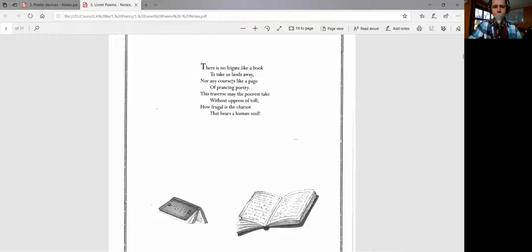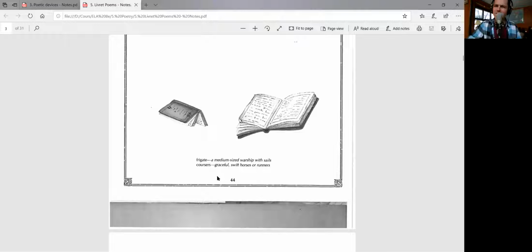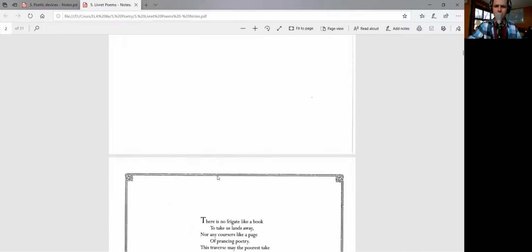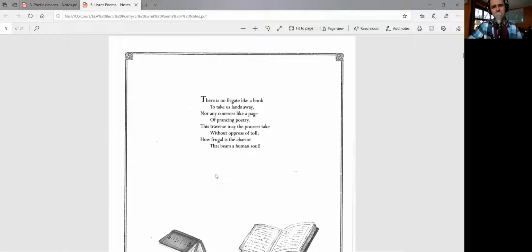Thankfully, frigate and coursers are already defined below. And I see here as well, poorest, toll. Okay, I get the impression that we're talking a little bit about money here too. Frugal, right? To be frugal means to save one's money, right? To spend non-frivolously. So perhaps we might be talking about money as well. That's confusing. We're talking about books. We're talking about reading. We're talking about ships and horses and money all in the same place. Well, that's the beauty of poetry, my friends. You can bring all of those things together to create one very dramatic image.